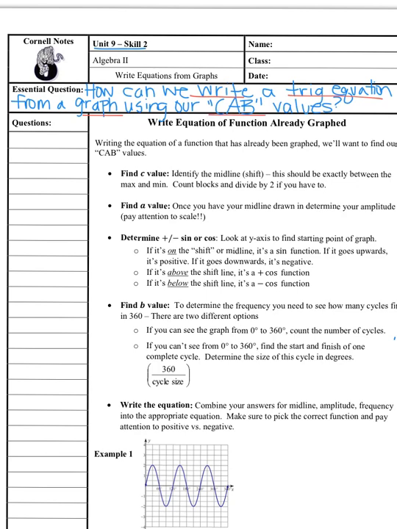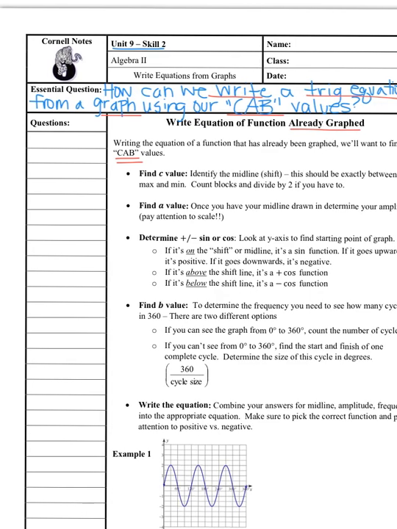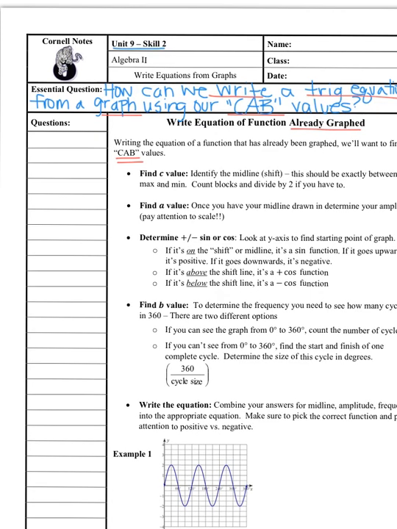And here we go. So writing an equation of a function that's already graphed, we're going to be using and finding these CAB values. They're going to be 3 numbers that we can get from the graph. And before we do that, I just want to take a note on the side to remind ourselves of the general trig equations for both sine and cosine. So if we have a sine function, we're going to be writing our equation as y equals a times sine of b times x plus the c value.